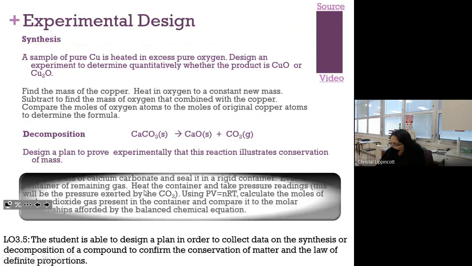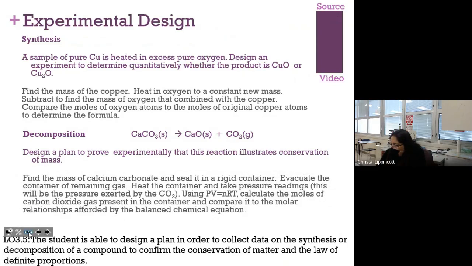And then here, find the mass of the calcium carbonate, seal it in a rigid container, evacuate the remaining gas from the container, heat it, take pressure readings along the way, and using PV equals nRT, calculate the moles of CO2 present in the container and compare it to the molar relationships.